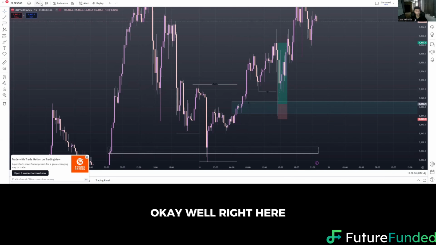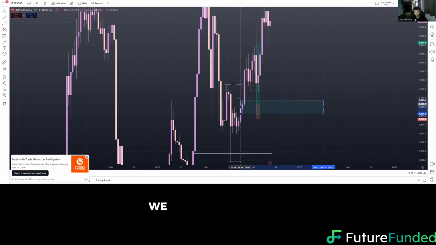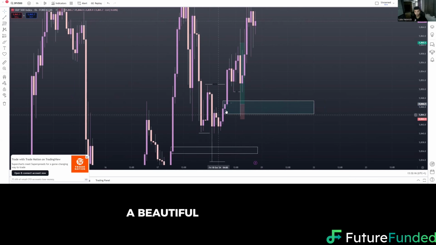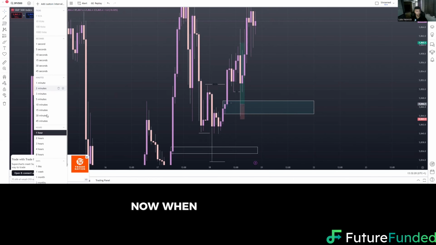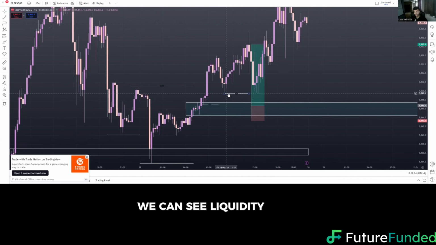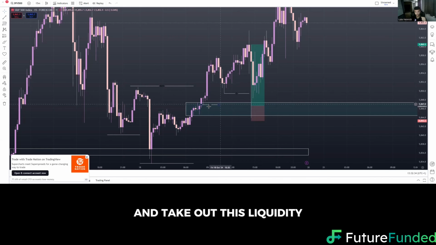Well, right here, if I go back to the hourly time frame, we can see a point of interest right here. A beautiful point of interest which creates a lovely imbalance. Now, when we go back into the lower time frames, we can see liquidity gets formed right here and price moves even higher. So we're anticipating now that price is going to come back and take out this liquidity.